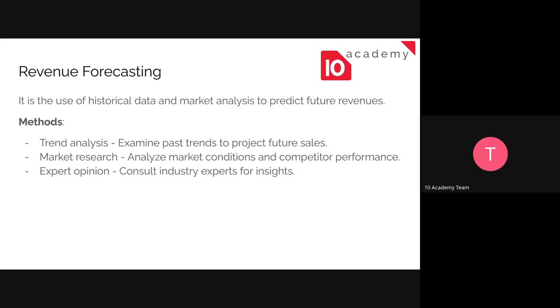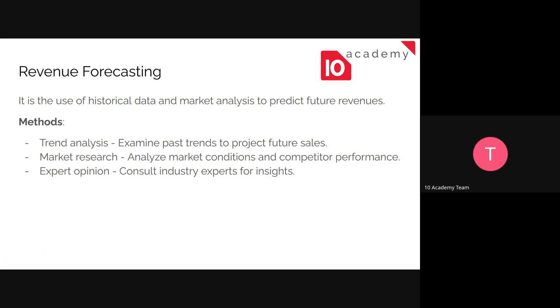But in other senses, especially in your case, you're going to do a market analysis because it's going to be a new company, so you don't have historical data, right? So you're going to be going through the market analysis to predict the future revenue. The methods include trend analysis, which is just examining past trends in order to predict the future sales. Market research, this is the market condition, the competitors' performance and experts' opinion.